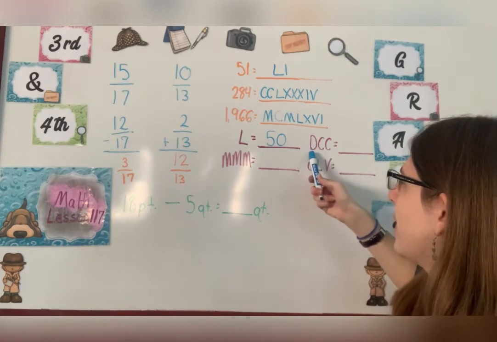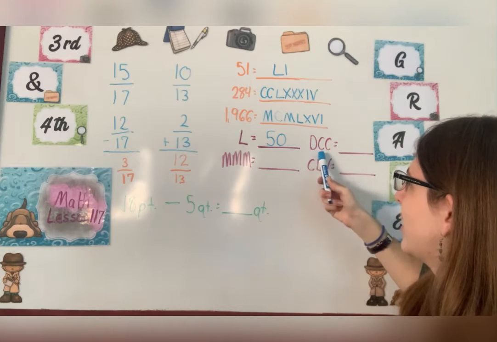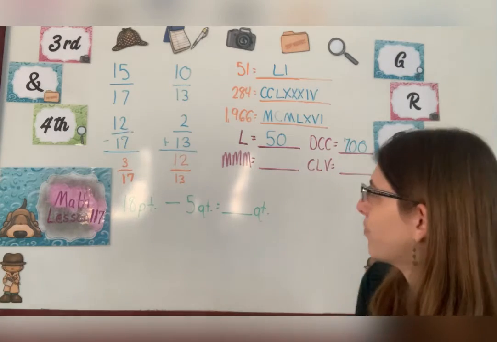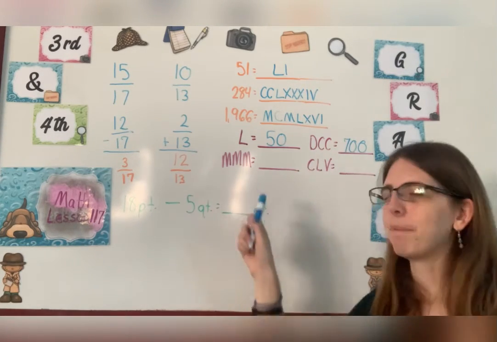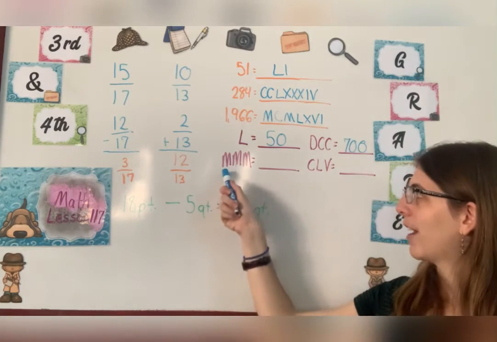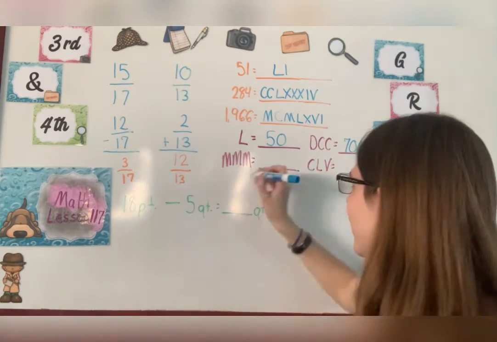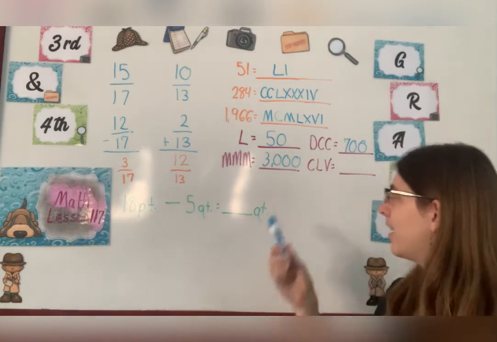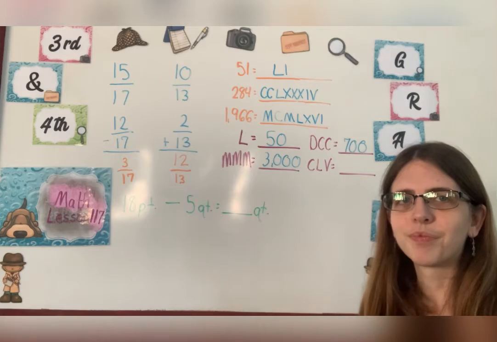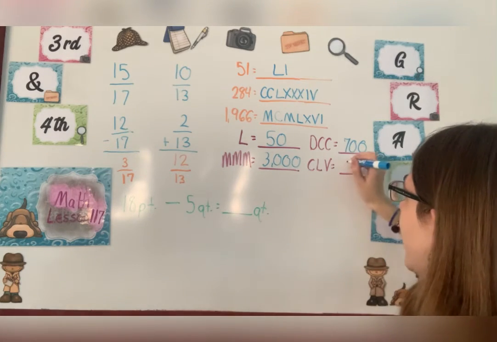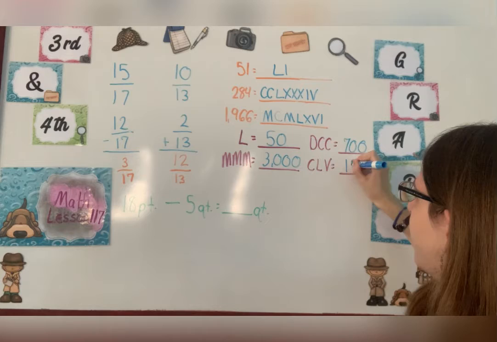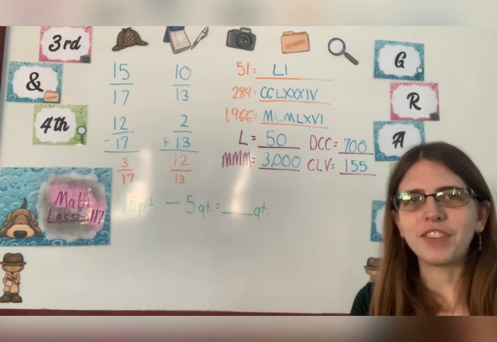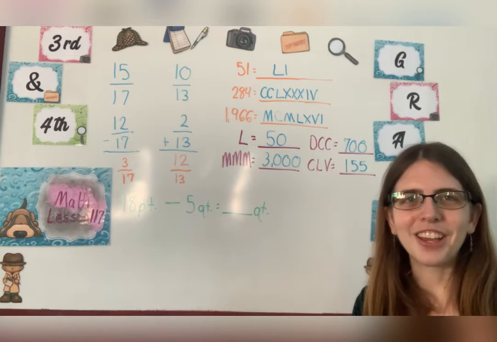DCC. D we know is 500. Plus 100, 600, plus another 100, 700. Very good. All right, MMM. So that's 1,000, 2,000, 3,000. Good job. CLV. C we know is 100. L we know is 50. And V we know is 5. So 155. That's all you gotta do.